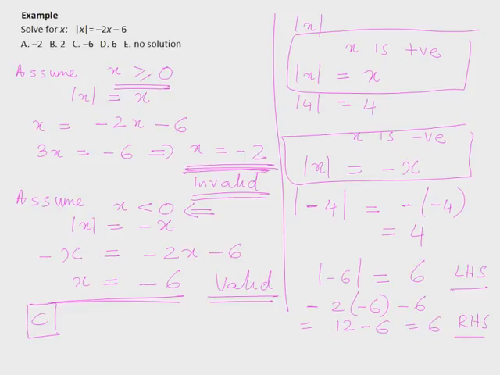Of course, the best way to do this question would have been to just plug in each value in turn and see which one works. But I wanted to emphasize the nature of absolute value of x. Absolute value of x is equal to x if x is greater than or equal to 0. And absolute value of x is equal to minus x when x is less than 0.